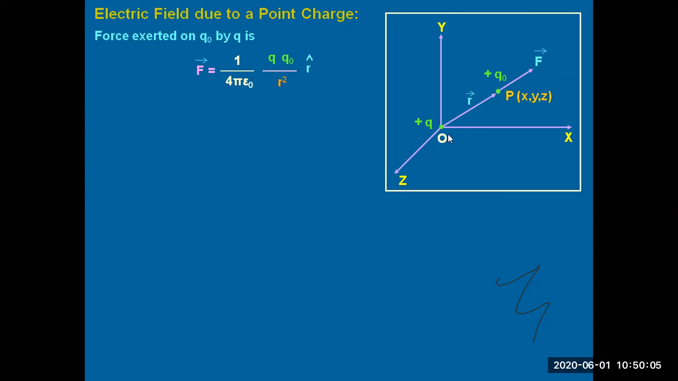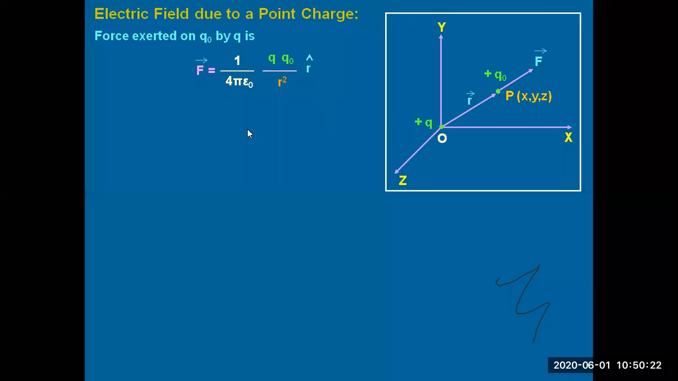What are these two values now? One is Q, the other one is Q0. Plus sign I'm not indicating. So the product of the charges is Q into Q0. What is the distance between the two? You can see the distance between the two is R square.